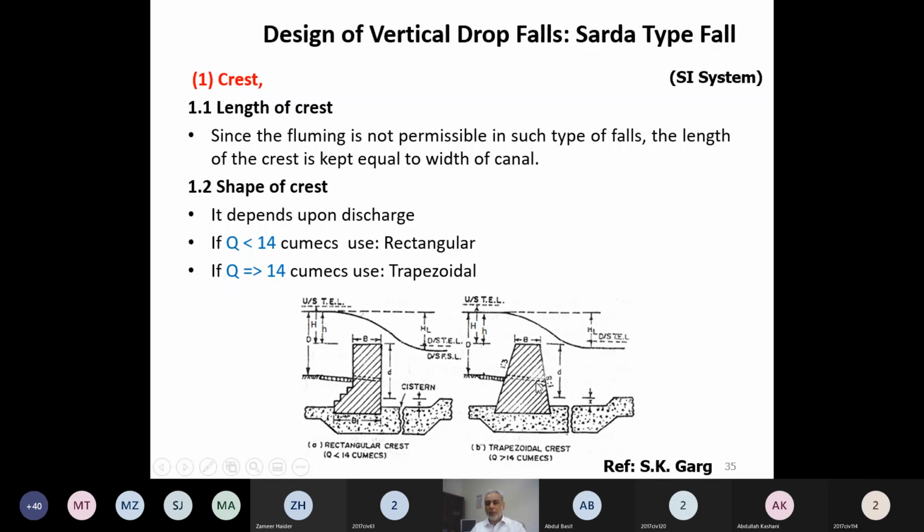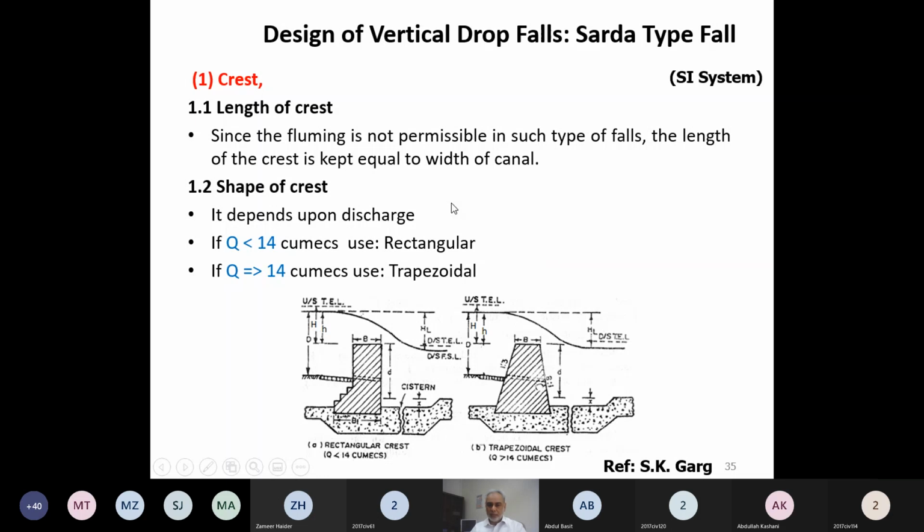So many of the formulas provided over here for design of the geometry are empirical. People have made these kinds of falls first, and if it is working perfectly, then they have proposed that this formula can be utilized in future. So those are the empirical formulas. Usually fluming is not provided in this fall.